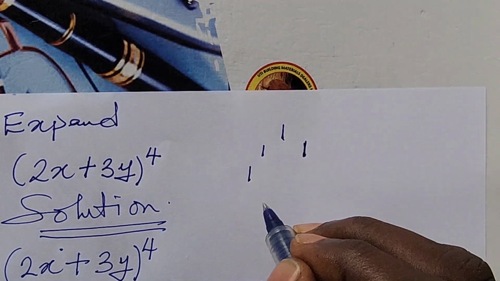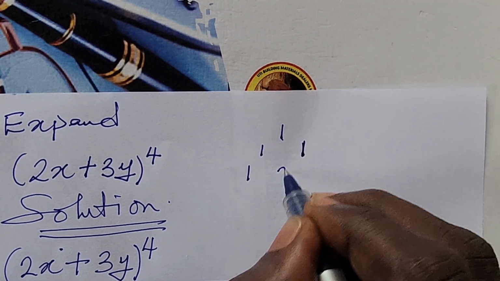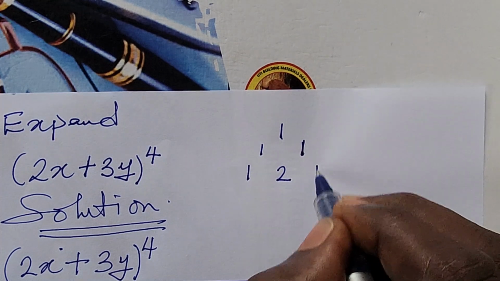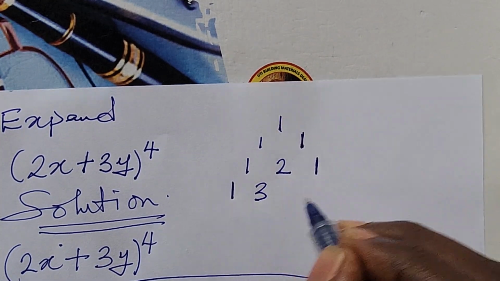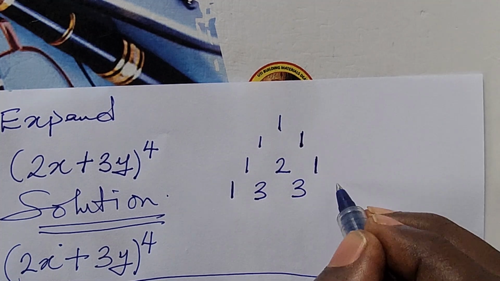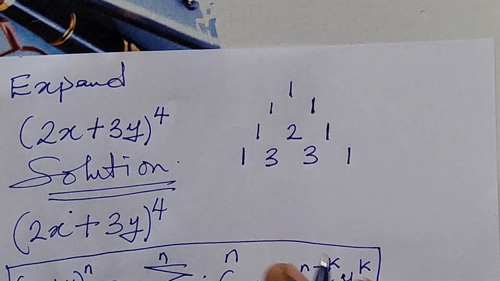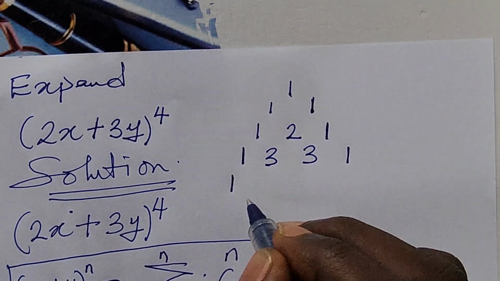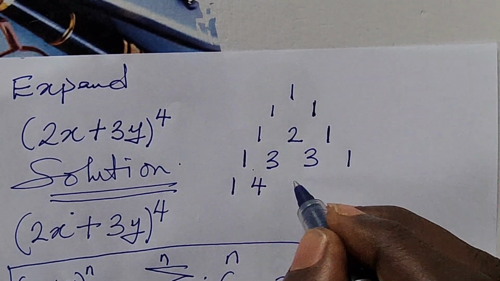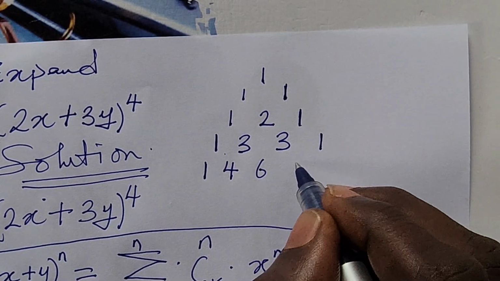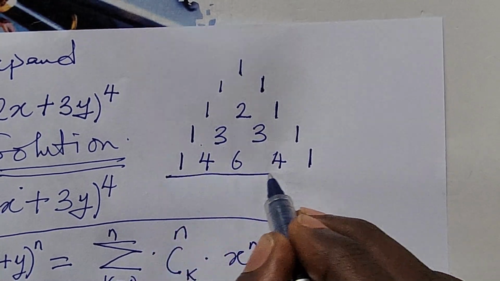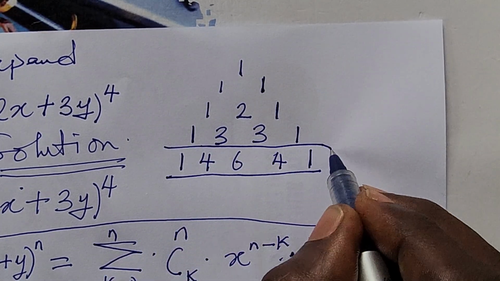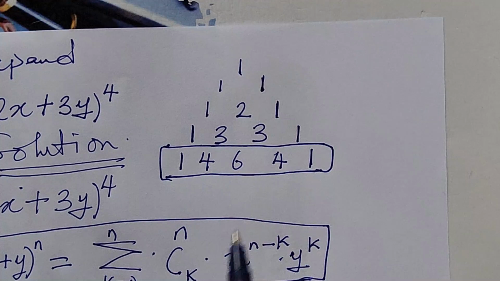Then we have 1. We add these two together to give us 2. Then we have 1. Then we have 1. This plus this will give us 3. This plus this will give us 3. So here we have 1 this way. Then the fourth row will give us 1 here. Here will give us 4. Add this, will give us 6. Add this too, will give us here 4. And here we have 1. So we are dealing with this row here. This is the one we are going to use.